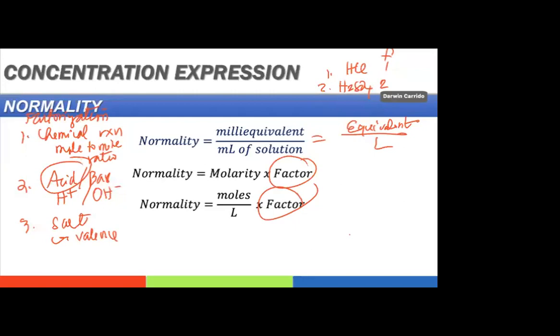Gets ba? Number 3. Phosphoric acid. What is factor? Huwag kayong mag-isip ng malalim, kasi nandun naman na. Phosphoric acid, 3. How about calcium hydroxide?